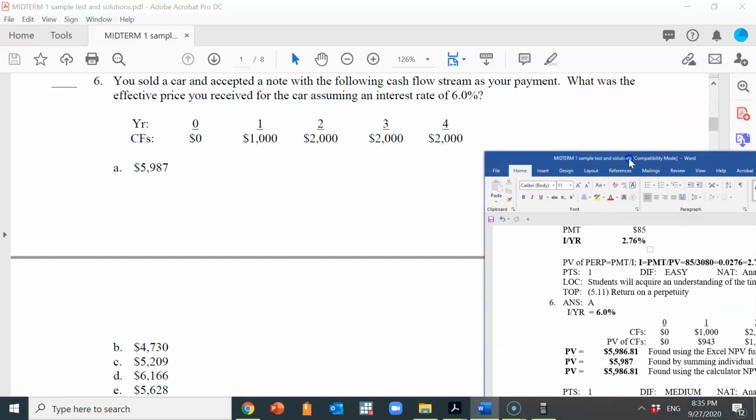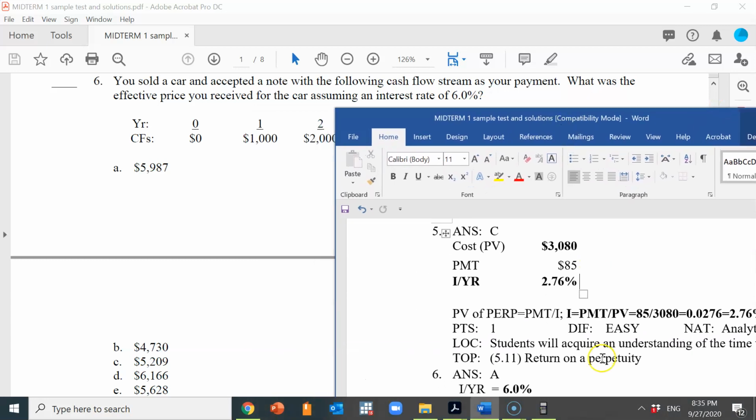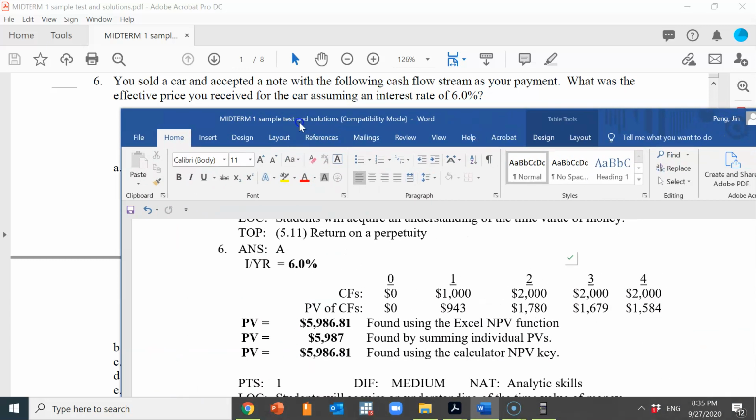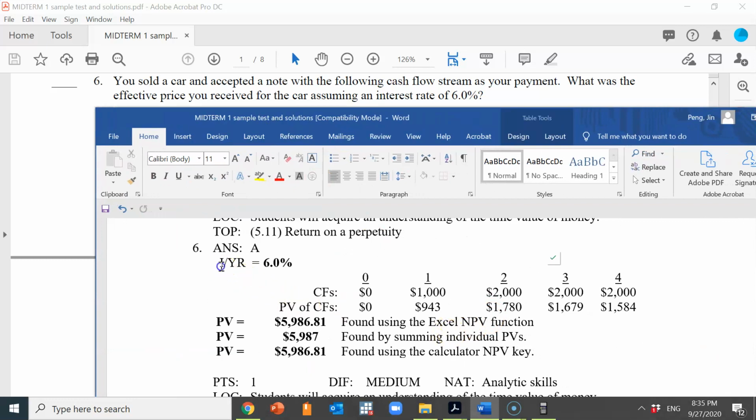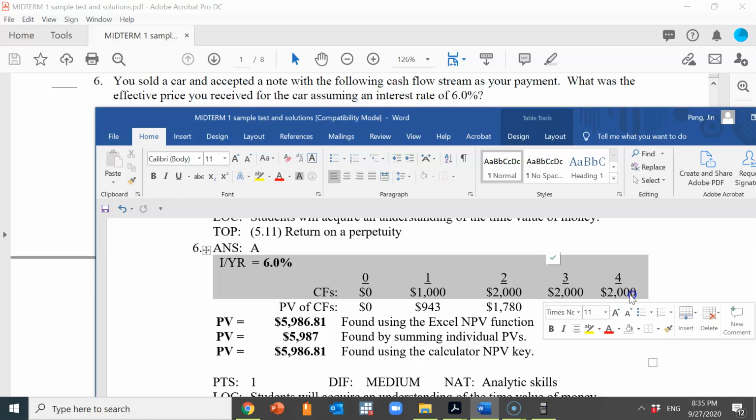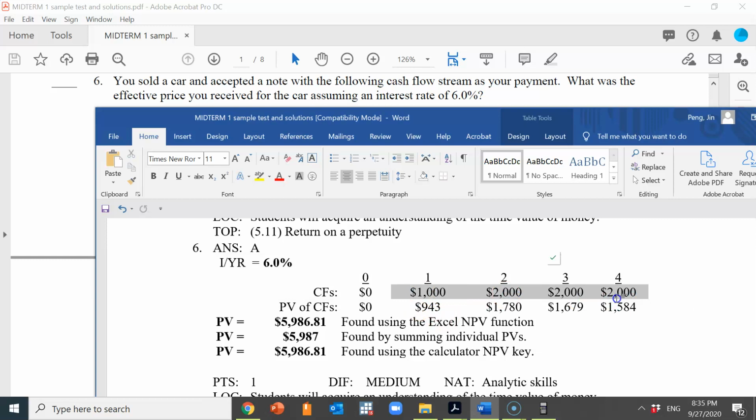Let me write this down in our Word document as our solution here. Here we have I as 6%. We have all these uneven cash flows. The solution is telling us that we could also solve this question by using the formula, by discounting all these cash flows one by one, using 1,000 divided by 1 plus 6%. So we have 943 as the present value of the first cash flow.